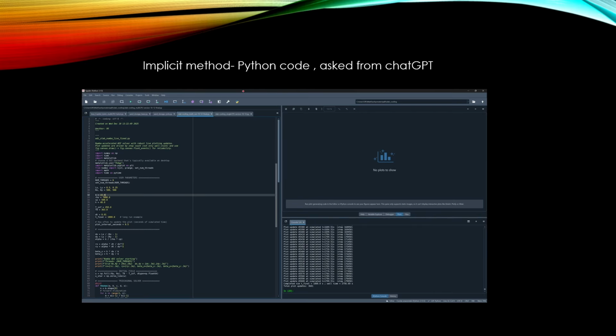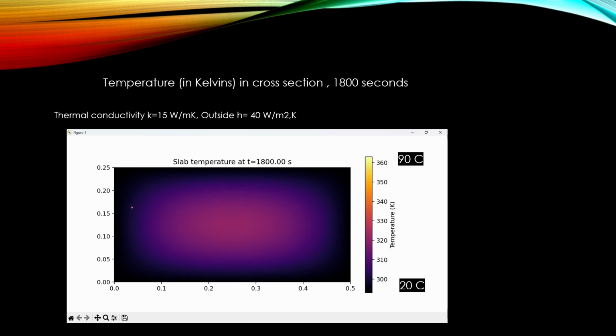Here we have a new Python code. This was developed in ChatGPT, and it uses the implicit time-stepping method. Here we have the temperature field of the slab. The scale is from the environment temperature of 20 degrees C up to the original slab temperature of 90 degrees C.